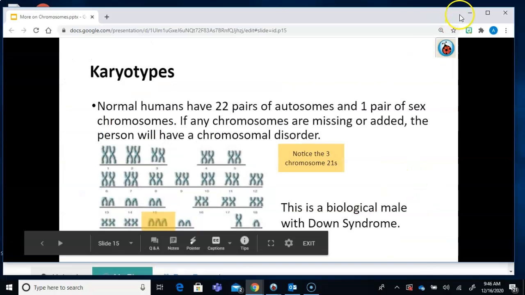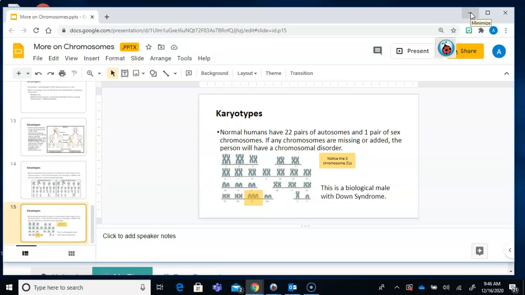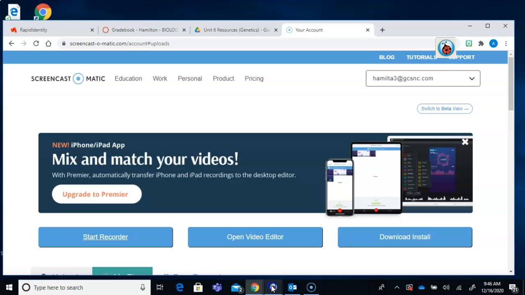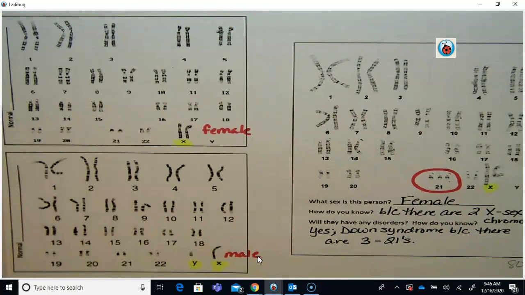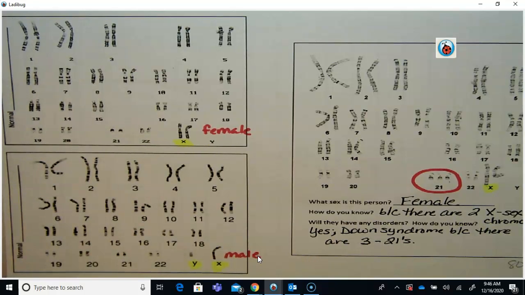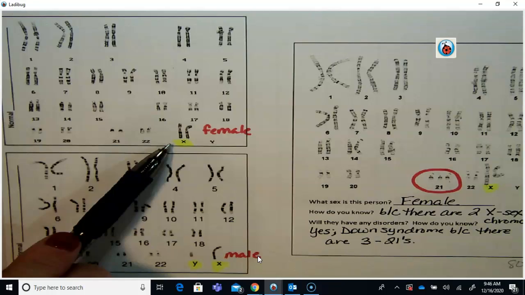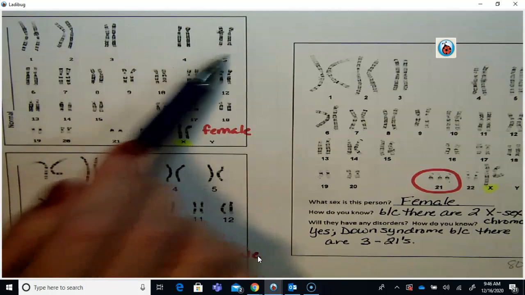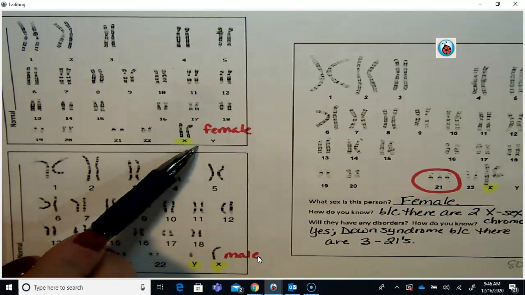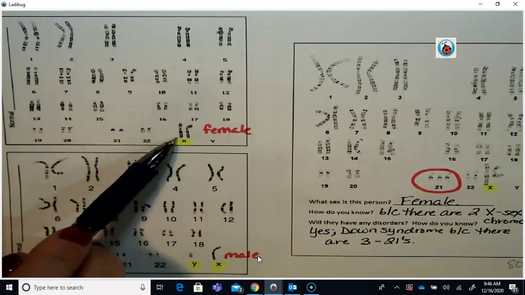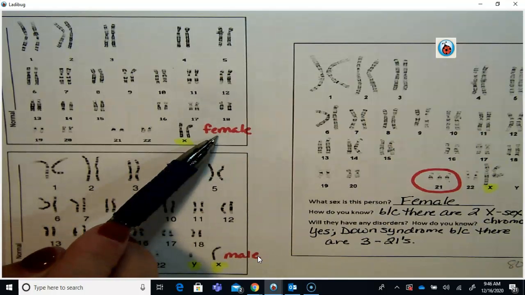Okay, now I would like to share my document camera and go over a couple more karyotypes with you. This is packet page 80, and you have 3 karyotypes. Again, when you look at this first karyotype, this is of a normal female. There are 2 homologous chromosomes in every pair for a total of 46. And when I look at the 23rd pair down here in the bottom right-hand corner, I see 2 X sex chromosomes. There's not a Y, so this would be a female.